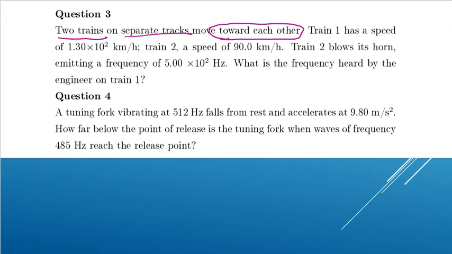So we're going to say that the speed Vs is equal to 90 kilometers per hour. Vo is equal to, let me punch that. So this is 1 point... wait a minute, what is that? This is supposed to be 1.3 multiplied by 10 to the power 2.